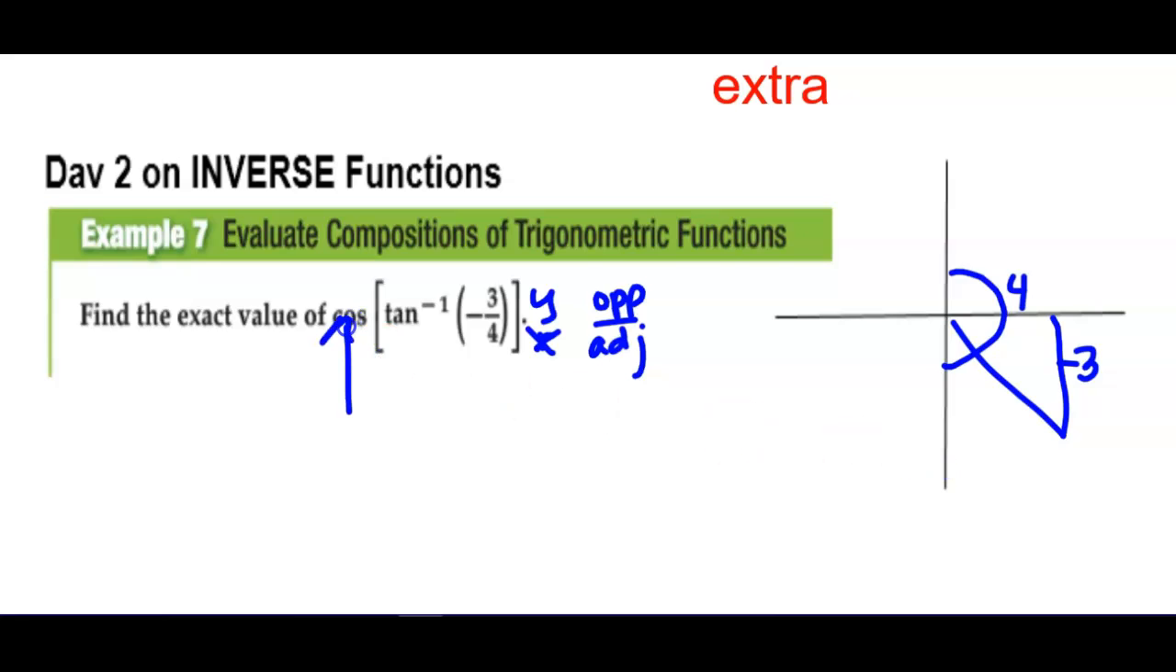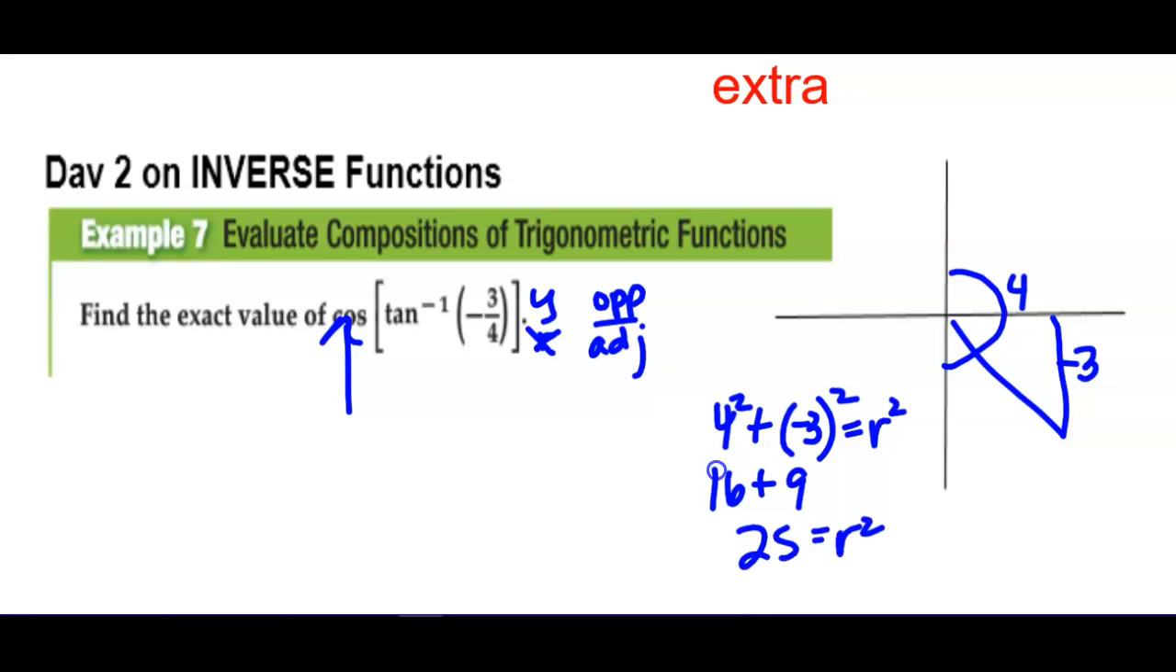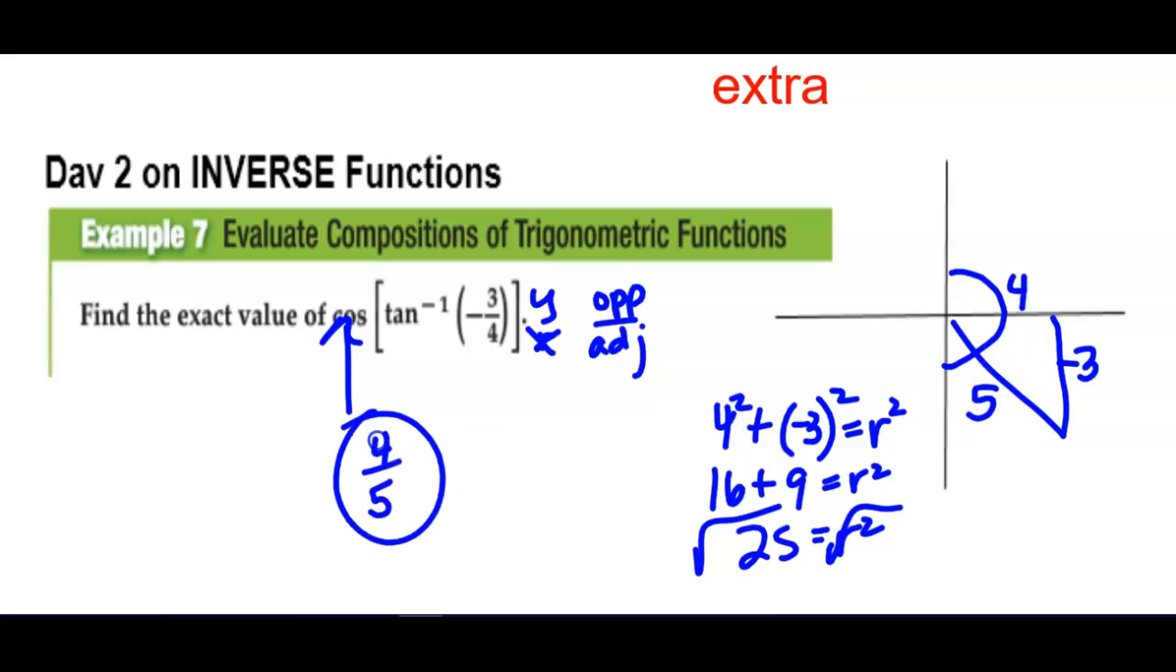Right, they want the cosine, so the cosine there is 4 over some hypotenuse. So we need to do Pythagorean theorem, which is a Pythagorean triple, some of you will recognize. 16 plus 9 is 25. Square root that, and we get 5 here. And then it asked for the cosine, so the cosine would be adjacent over hypotenuse, or x over r, or 4/5. All right, so we didn't need a unit circle for that example.